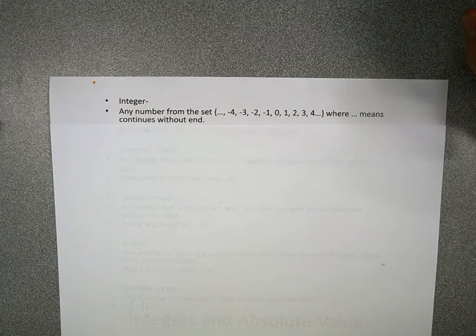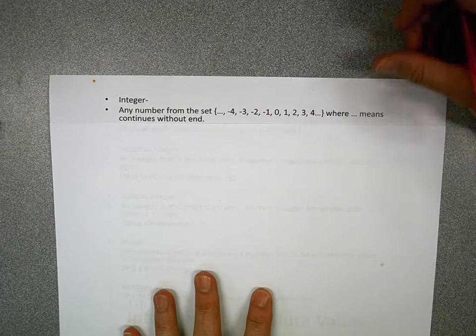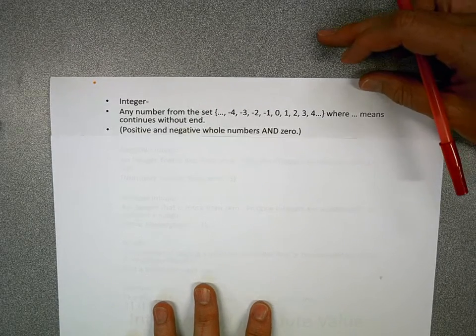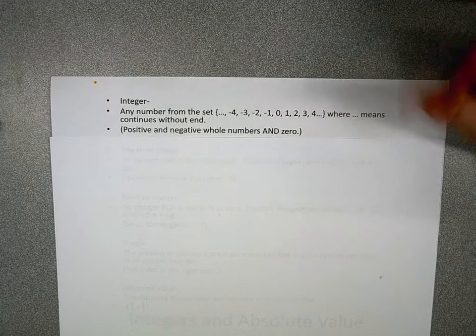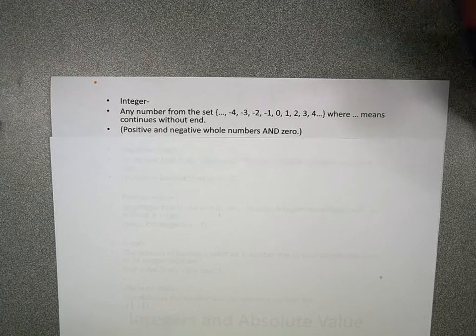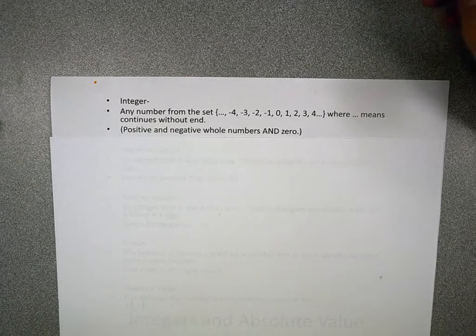So in your little box off to the right, that is for the synonym or an easier example. Go ahead and write down positive and negative whole numbers and 0. So any positive number, negative number, and 0, that is basically what an integer is.